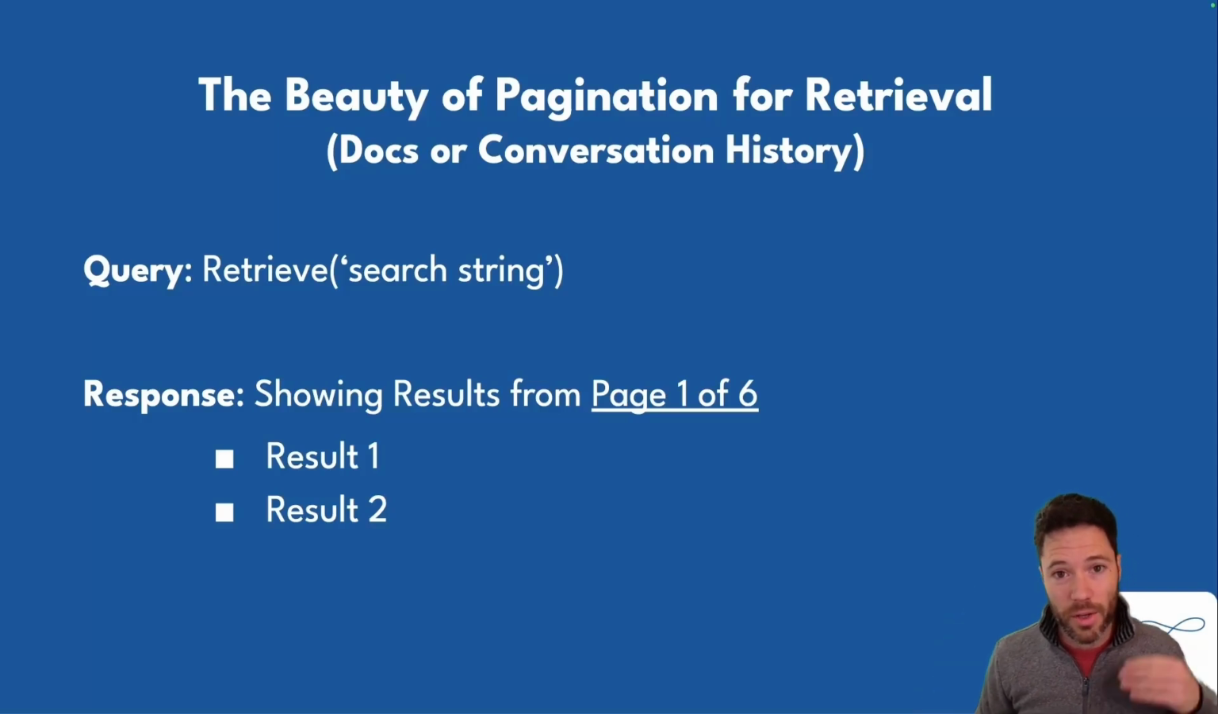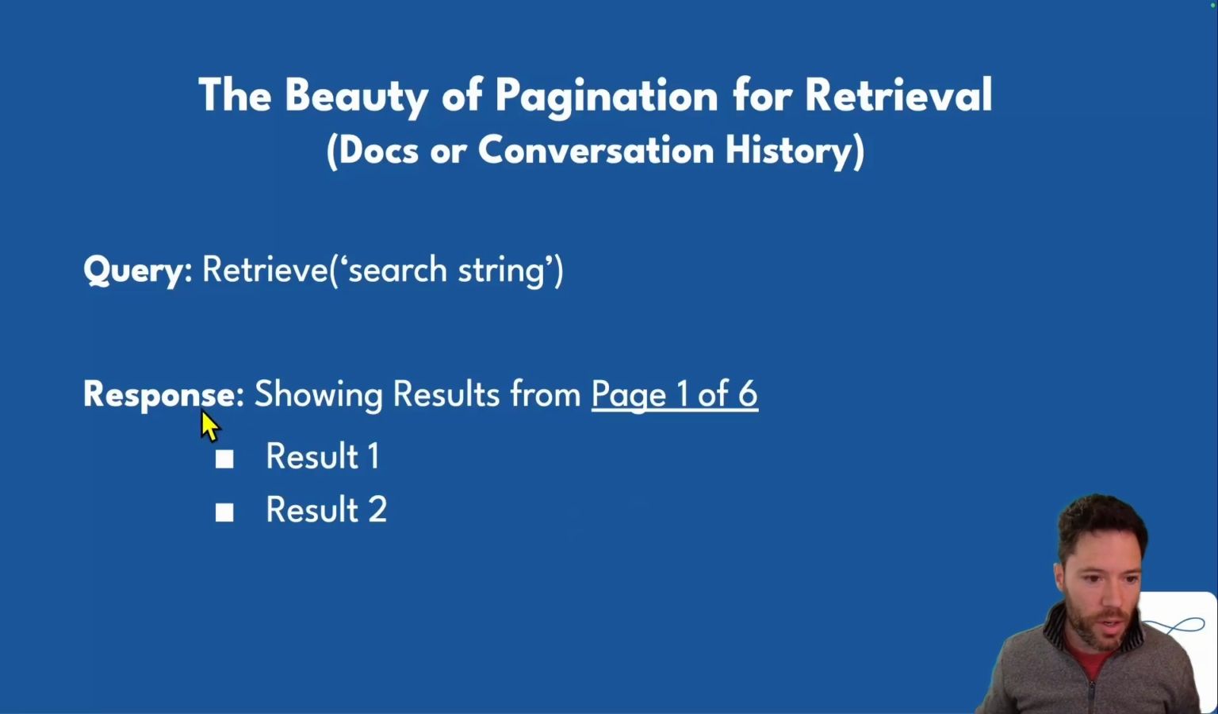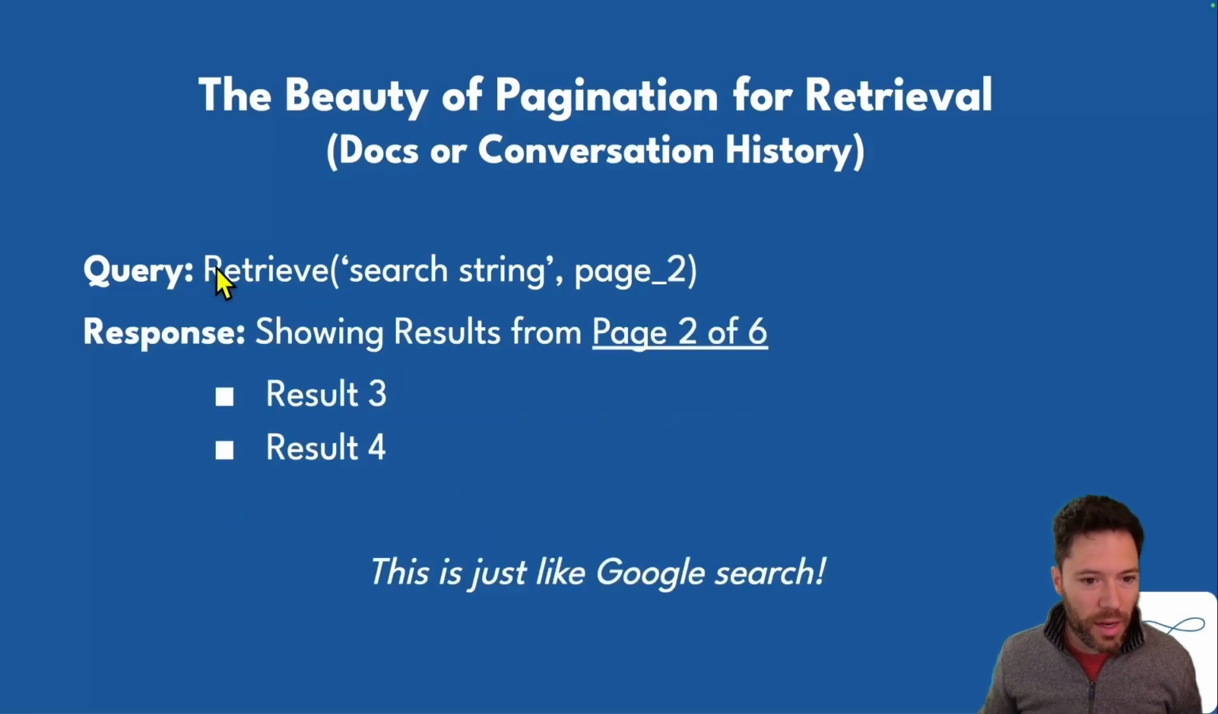The key point is that you have a limited number of results and you can paginate through them by moving to the next pages. So here you might have the LLM call retrieve for a search string, say giraffes, and we find some results. There are 2 results on this page. And we also tell the LLM this is page 1 of 6. But now the LLM is able to retrieve the second page of results by passing in page 2 and see more results here. And this is basically just like Google search.